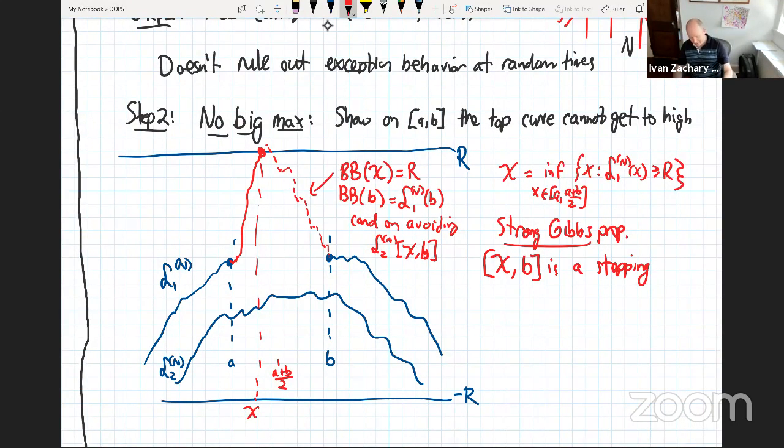Now, chi need not exist, right? But if chi exists, then this implies a big max. And we want to basically show that the probability of a big max is small. So we want to show that chi existing is very unlikely. Okay, so how do we do this?